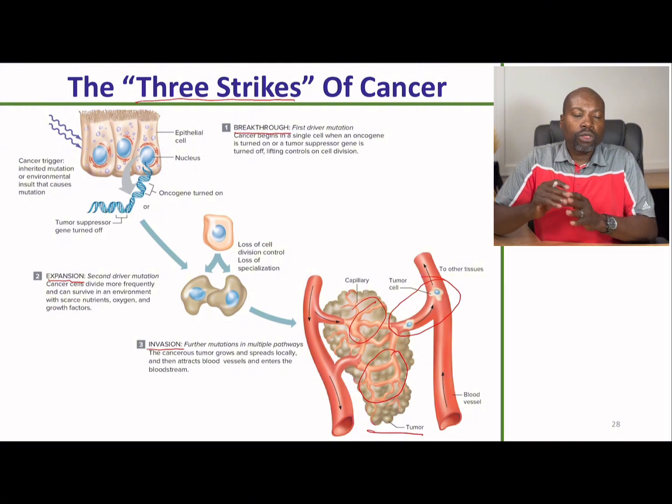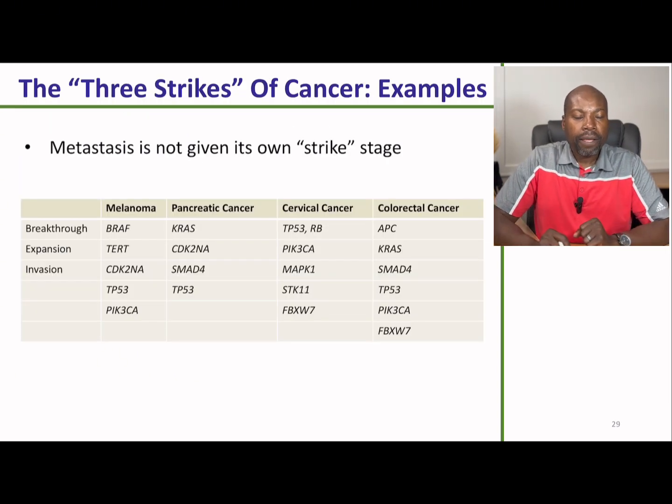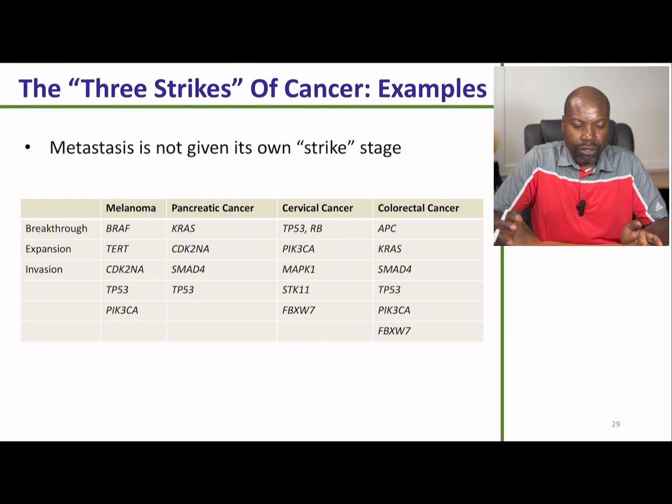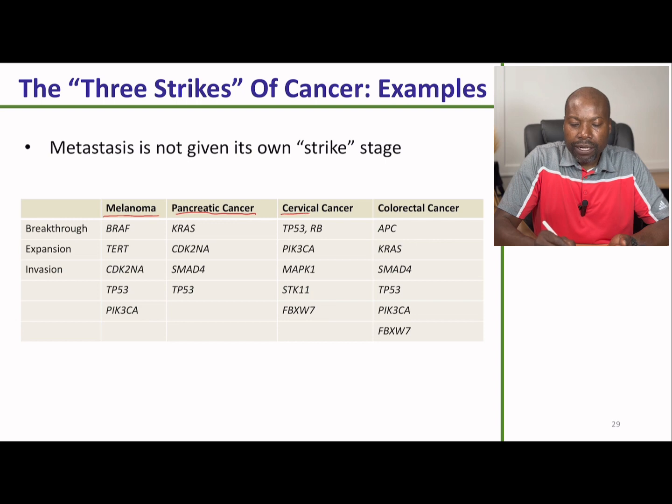So these three strikes are very important to remember: breakthrough, expansion, and invasion. Now, the three strikes have been identified and associated with many cancers as they go from initial driver mutation to evasion driver mutation. Now, some cancers, including melanomas, pancreatic cancers, cervical cancers, and colorectal cancers, have been well characterized.